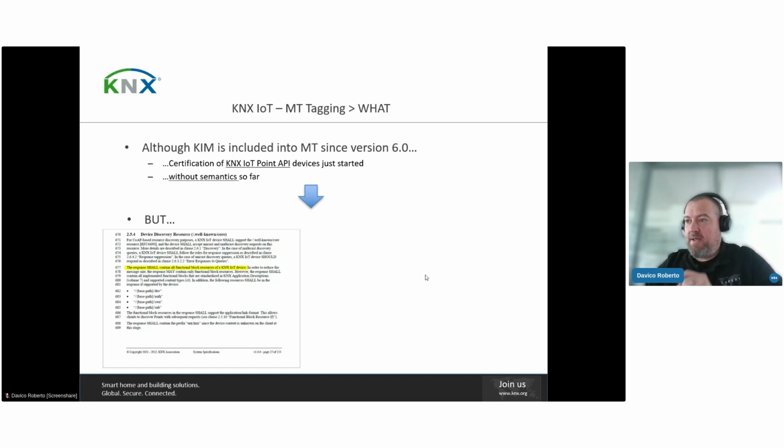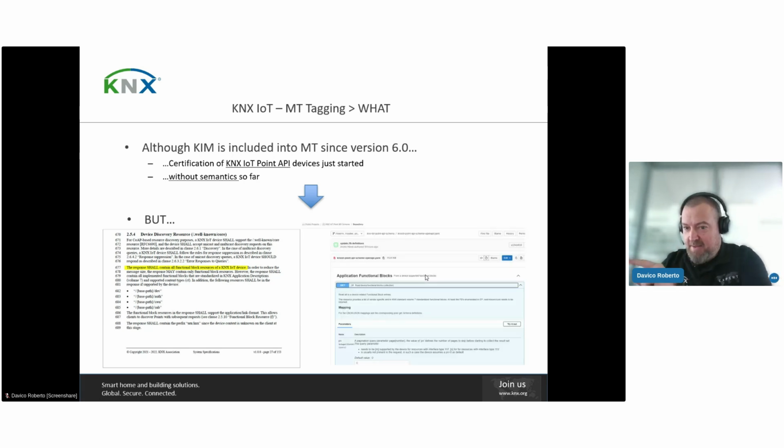But if I step back to the specification, I highlighted this for you: for a Point API device, for this discovery service resource call, the response shall contain the resources for the functional block. And if we look at the Swagger page, which I will show you later, I linked it in my presentation that I will hand over later.